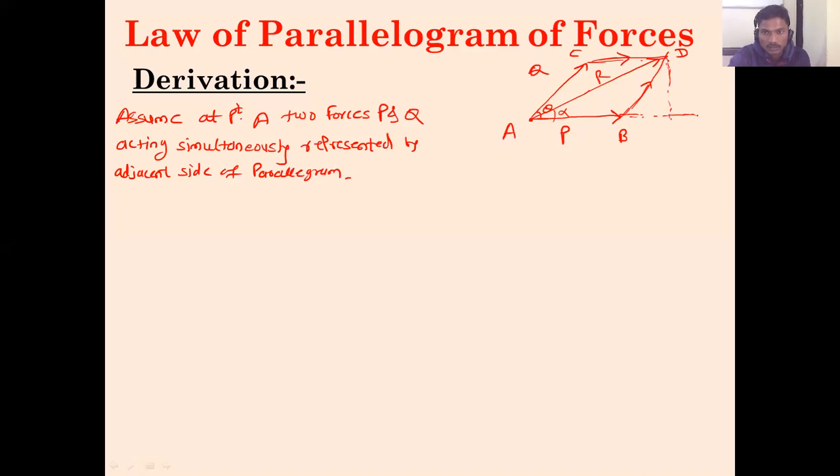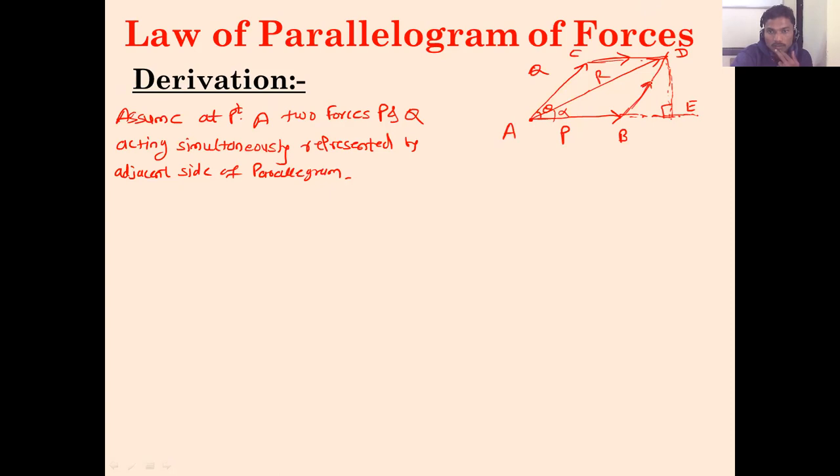I will complete this right angle triangle, and here I will give the name point E. I have just completed it here. Now, as opposite sides are equal, the force Q is represented by AC, so what will BD be?